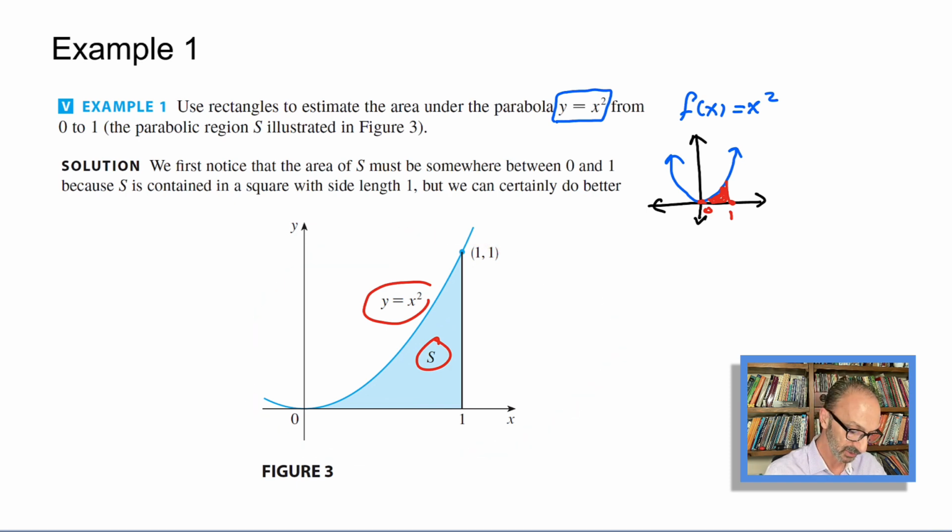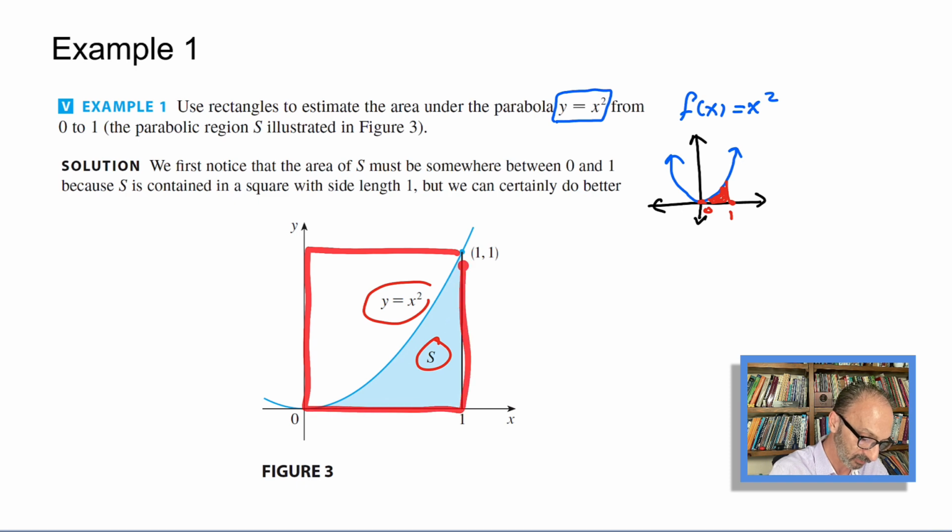And the curve, as you can see, curves up to go up to 1, 1. Now, if the exact area is called S, we know that it's contained within a square with a side length of 1, but we can certainly do much better than just saying less than 1. Why? What do they mean?